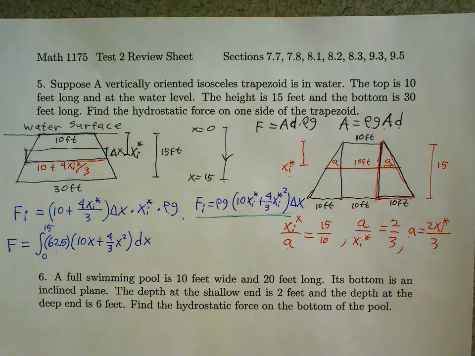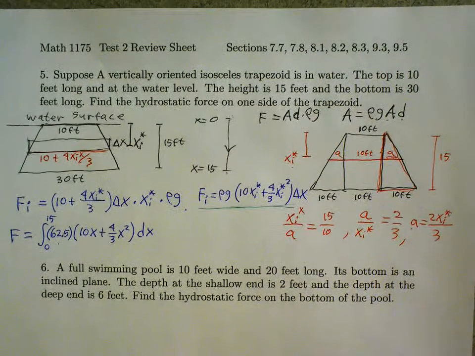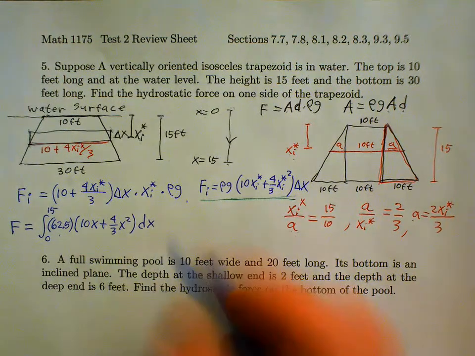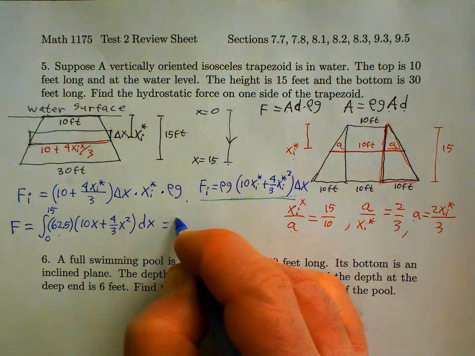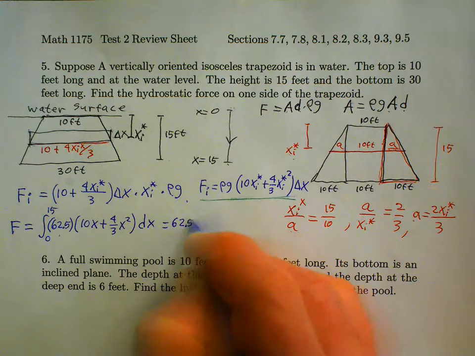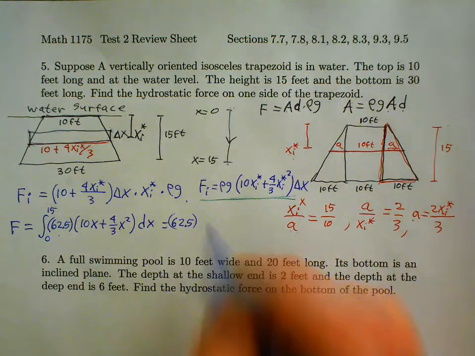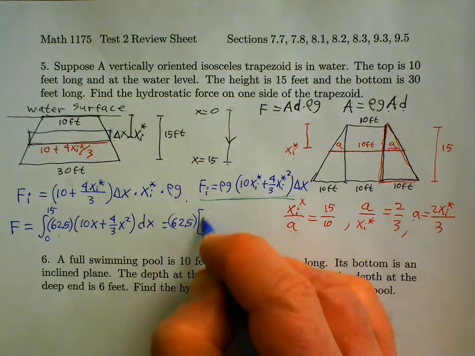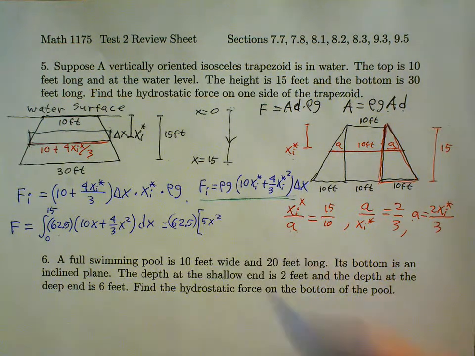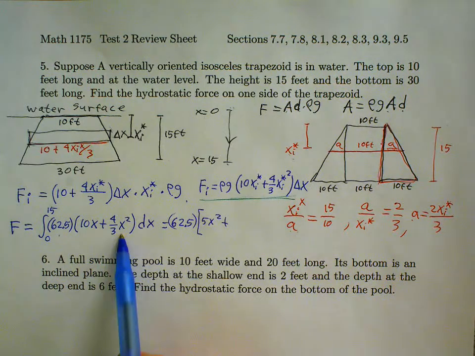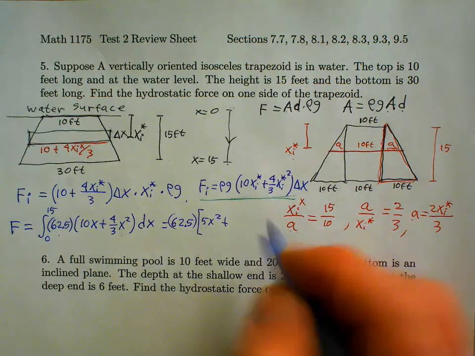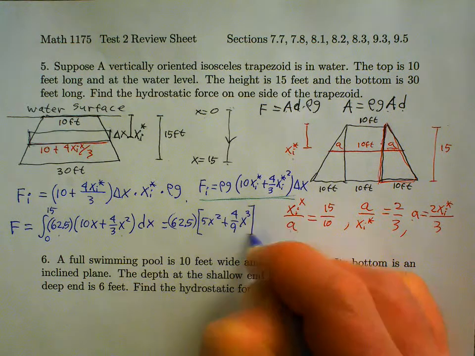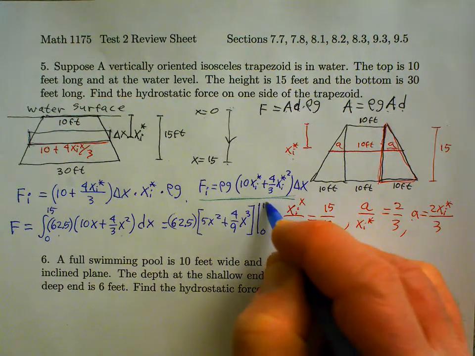Okay, we're almost out of time. I suppose until time runs out, we could go ahead and evaluate part of this. An antiderivative of 10x is 5x squared. An antiderivative of 4/3 x squared is 4/9 times x cubed. Evaluate that from 0 to 15.